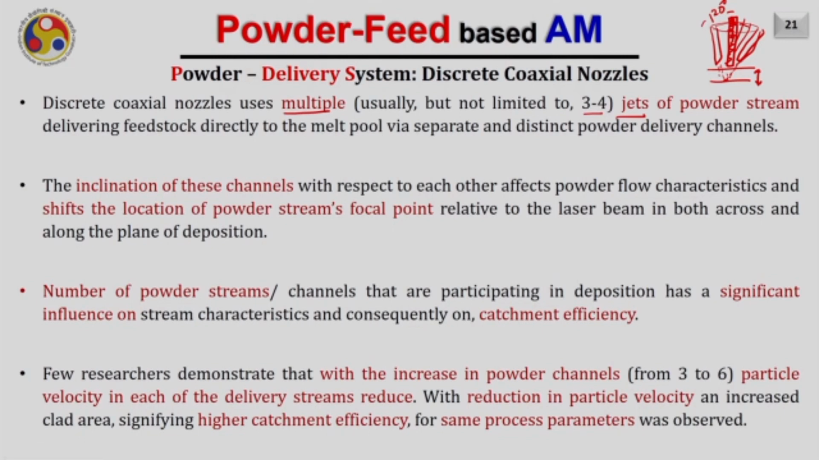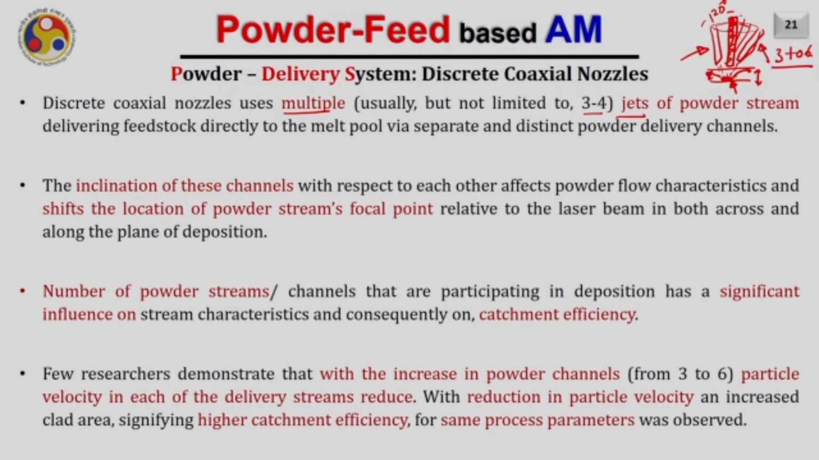The number of powder stream channels participating in deposition has a significant influence on the stream characteristics and consequently on the catchment efficiency. A few researchers have even demonstrated that if we increase the number of these powder delivery channels from 3 to 6, then the velocity of the powder coming out of the nozzle will decrease at the focal point. Due to the reduction of the velocity at the focal point, the particles will not bounce back here and there, and they will remain in the energy, either from the laser or from the molten pool, for a longer period of time. Due to that, the catchment of powder into the molten pool will increase with the same process parameters.